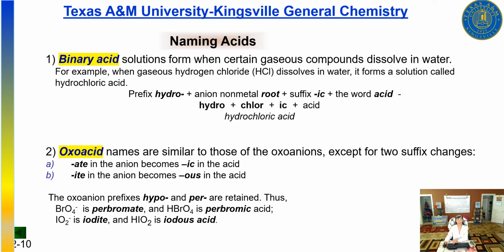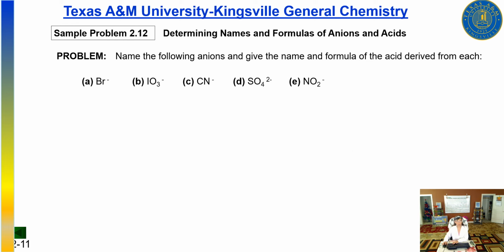Iodous acid. Sample problems. Determine the name and the formula of the anion and the associated acid.